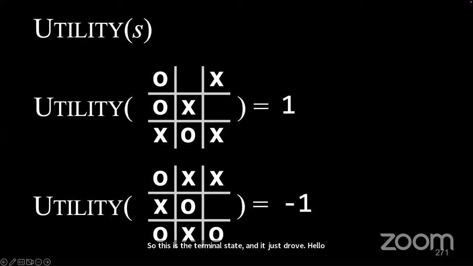And for the utility function, in this example, based on our convention, we set that the maximizing player is X. So in this state, the X player wins, so the utility function here is 1. And in this example, the O player wins. So based on our convention set earlier, here the utility function is -1.